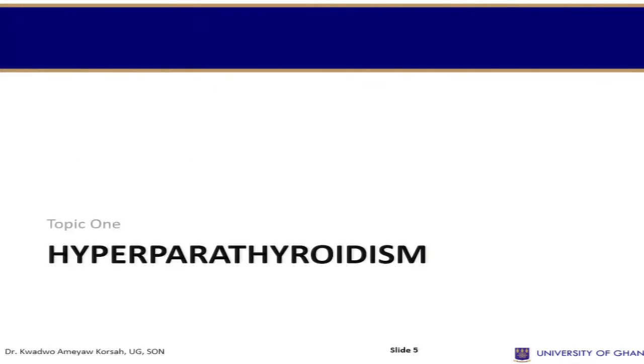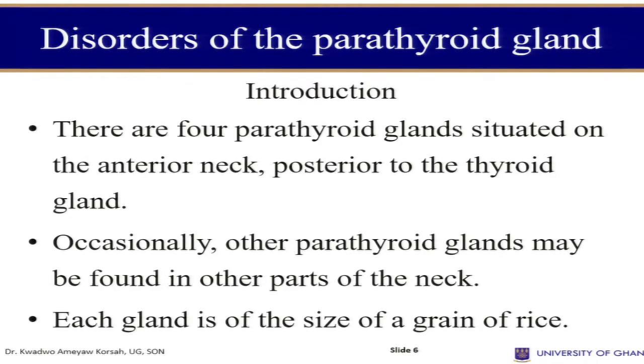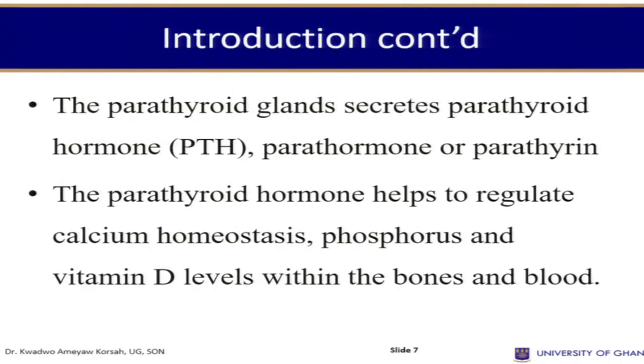So first, hyperparathyroidism. And introduction, there are 4 parathyroid glands situated on the anterior neck, posterior to the thyroid gland. Occasionally, other parathyroid glands may also be found in other parts of the neck. Each gland is of size of like a grain of rice. And so the parathyroid glands secrete parathyroid hormone, PTH.